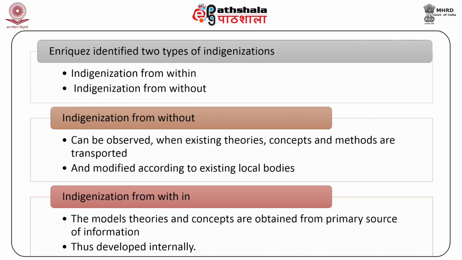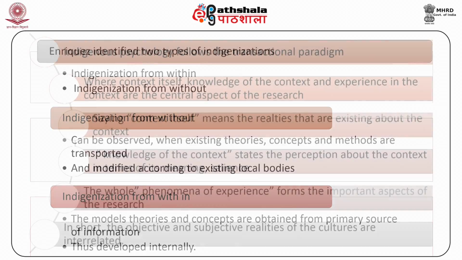Indigenization from without can be observed when existing theories, concepts, and methods are transported and modified according to existing local bodies. In this context, knowledge is obtained from secondary sources of information. In the other form of indigenization, the models, theories, and concepts are obtained from primary sources of information and thus developed internally.